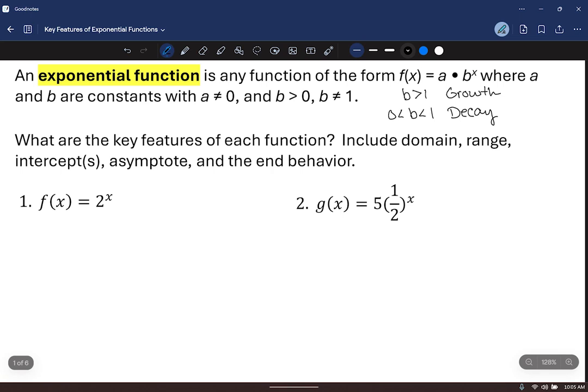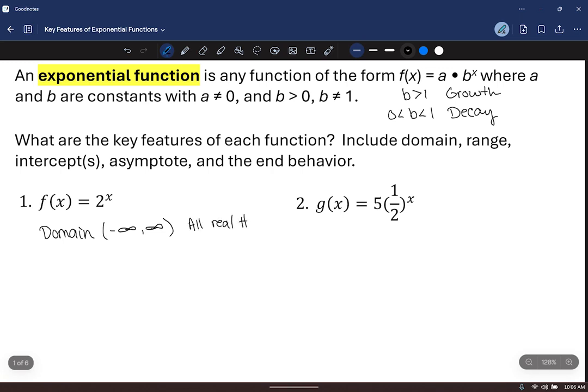All right. So what are the key features of each function? We're going to include the domain, range, intercepts, asymptotes, and our end behavior. So if you're looking at this equation, 2 to the x, we have no restrictions on the domain because x can be any number, not just integers, any real number. So we have no restrictions on our domain. So for the domain, it's negative infinity to positive infinity, so just all real numbers.